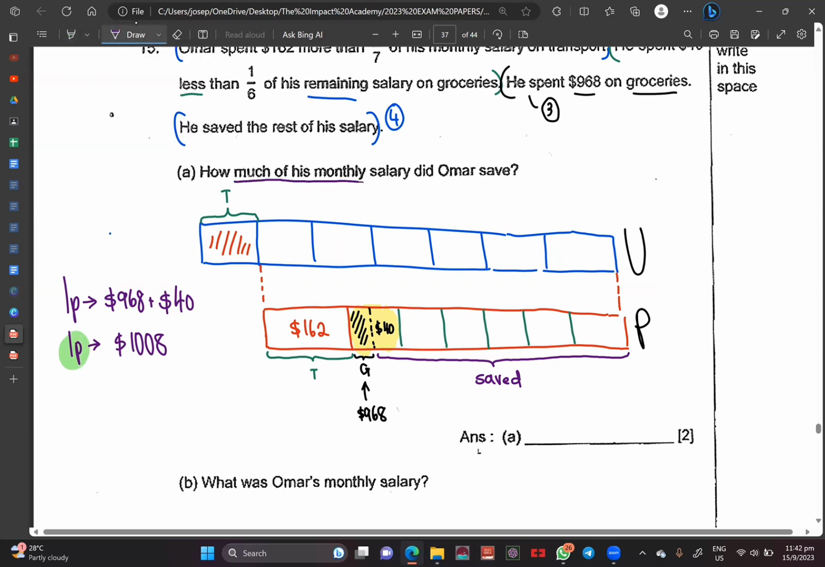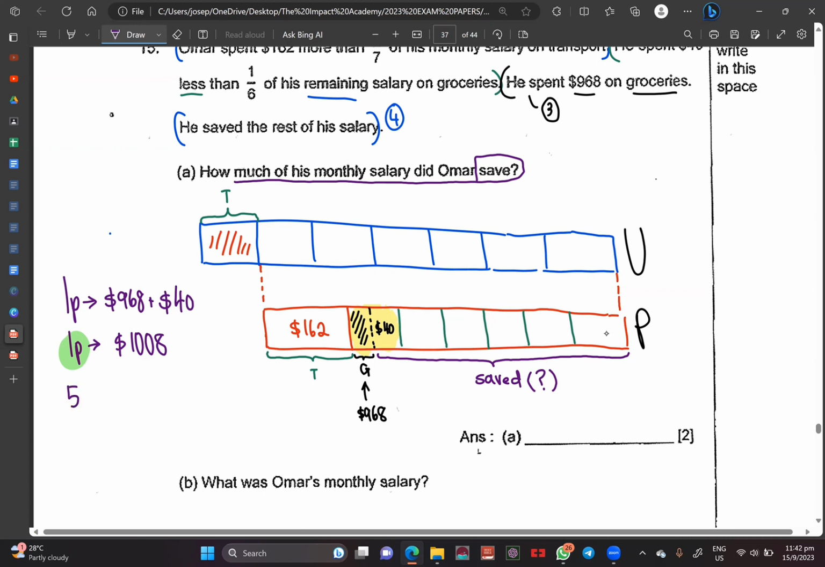It says, how much of his monthly salary did Omar save? So this is basically what they want us to find. And we can see from here it's 1, 2, 3, 4, 5 parts, and also adding the 40. I dare not say "including" because I'm afraid the word will make you think it's just 5 parts. No, so 5 parts and add the 40.